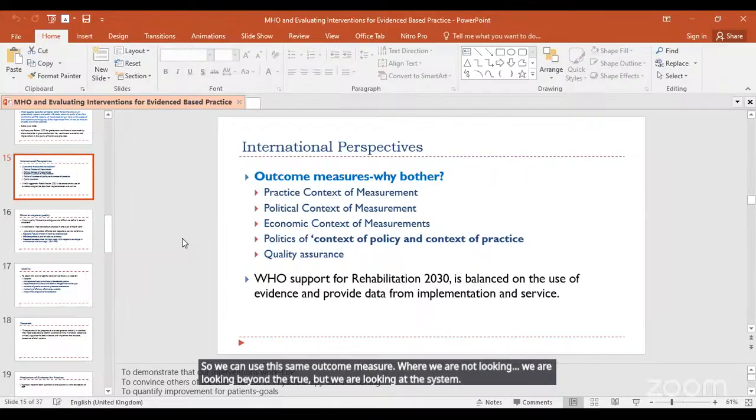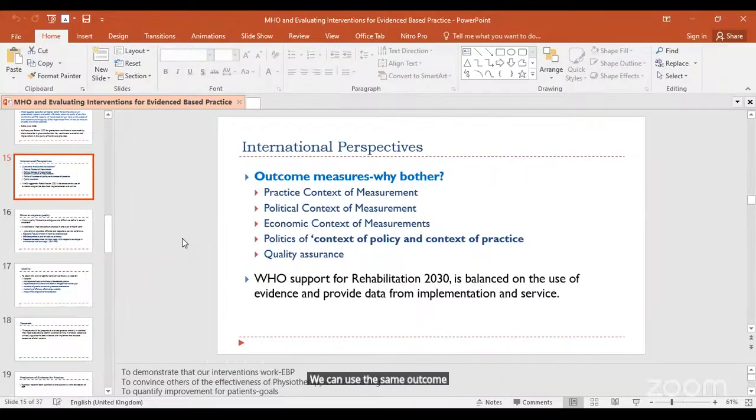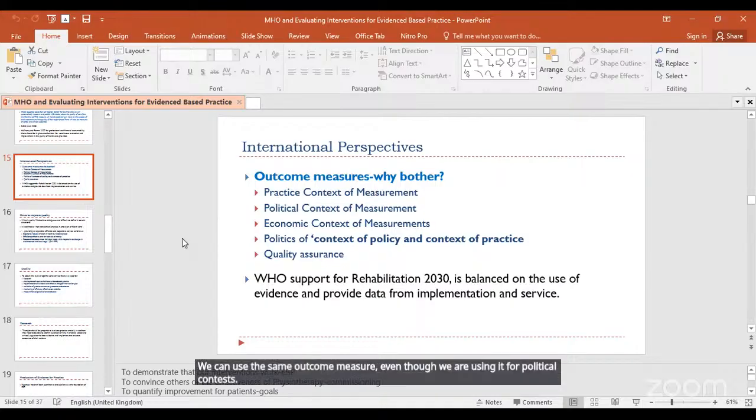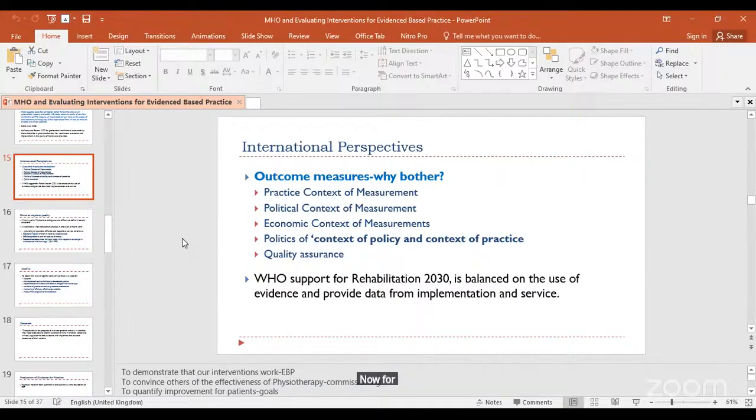So we can use the same outcome measure, even though we are using it for political context, now for economic context. Because we do this ABCD, we would like to review the price of this and make it better, or we want funding for this aspect. Now that is economic context. Can we get to fund this aspect? That is the economic context of our measurement.